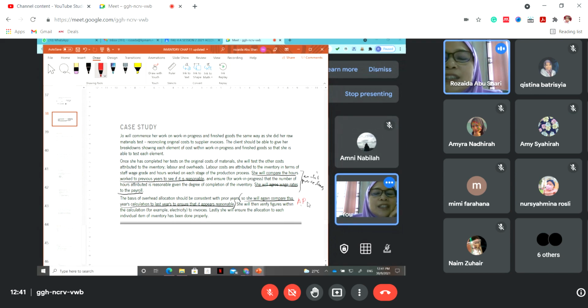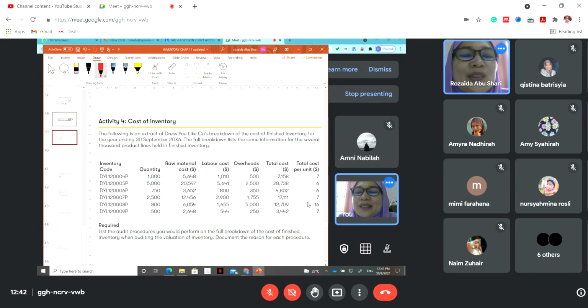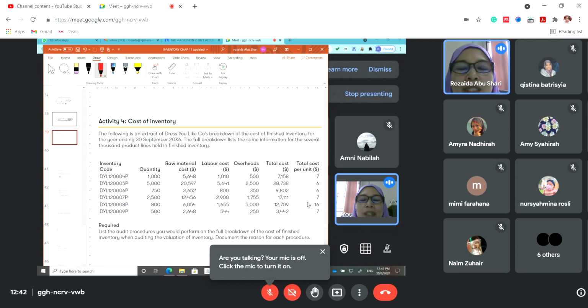So this is an example of where an analytical procedure is possible to conduct when you do the substantive test. This is the analytical procedure during the substantive test, where it is not compulsory by the ISA. Okay, by the ISA, because I said IAS earlier by mistake. So this is what the auditor does for the cost of inventory.